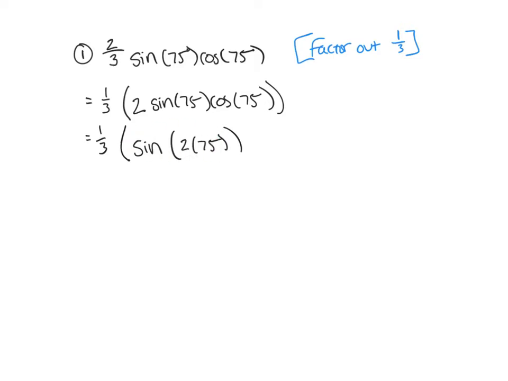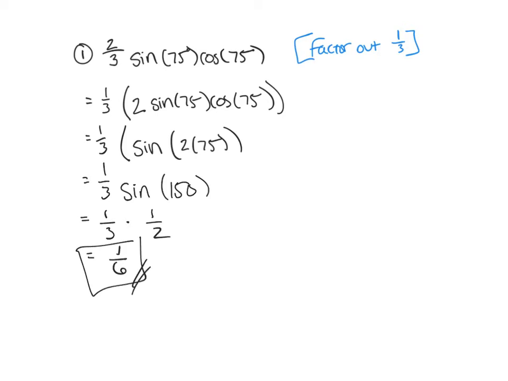So now when I take a look at this, I go, okay, well, 2 times 75 is going to be 1/3 times sine of 150 degrees. And I'm like, oh, I know sine of 150 degrees. That is on my unit circle. Sine of 150 degrees is 1/2. So what I really have here is 1/3 times 1/2, or 1/6. And that is my final answer. So I was able to look at this and go, you know, this isn't immediately familiar, but after I factor something out, it does look like one of my identities.